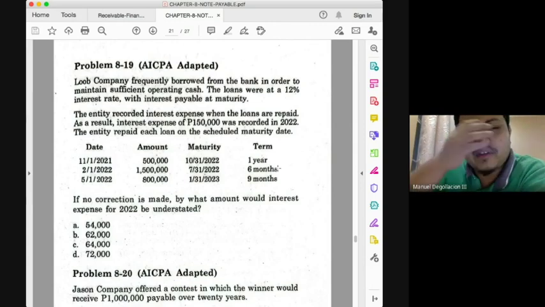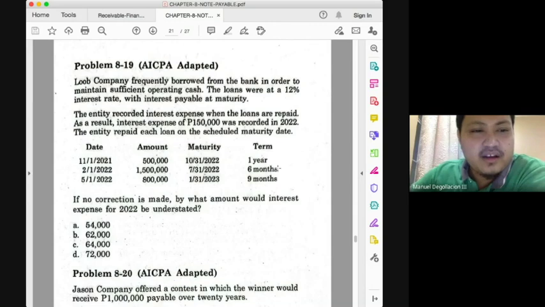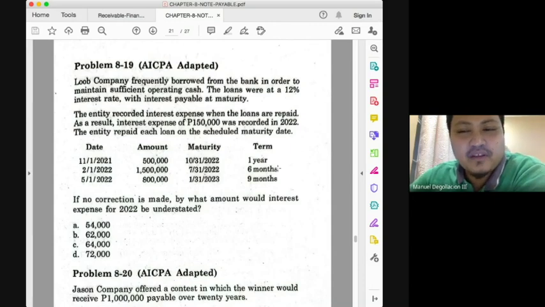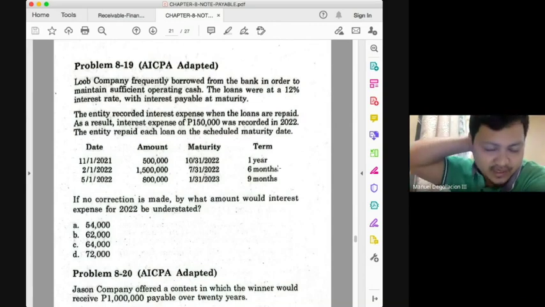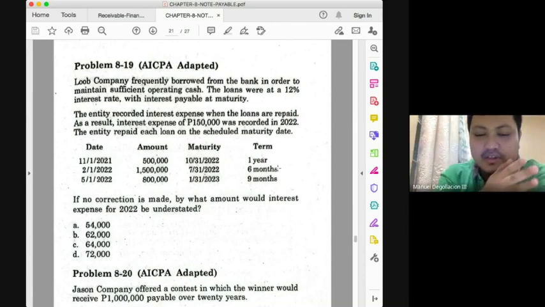Okay. Moving on to the second note. It was issued on February 1 this year. Okay. And it also matured this year. So there's nothing wrong here with the policy of the entity to recognize it on the date of repayment because the issuance date and the maturity date fall in the same year.